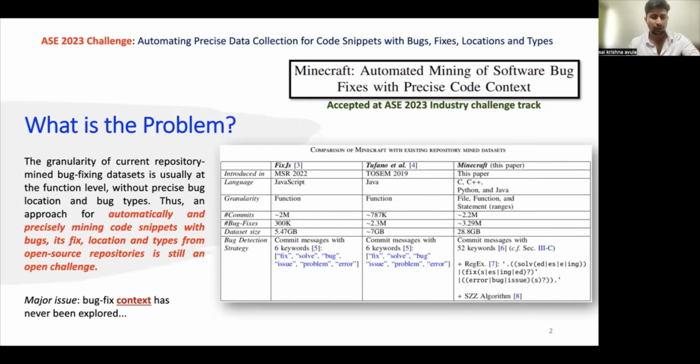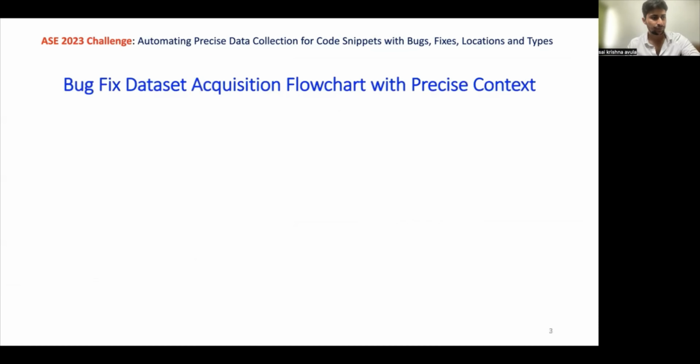As all of us know, a model requires a huge and proper data set to get trained. The existing data sets are just bug fix pairs with no precise location and context, and are small in terms of only a few GBs. But MineCraft has a whole sum of around 28.8 GB with 3.29 million bug fix pairs. And also we have attributes of precise location, bug type, and commit messages. Now, how we have attempted to solve this problem is presented in the following slides.